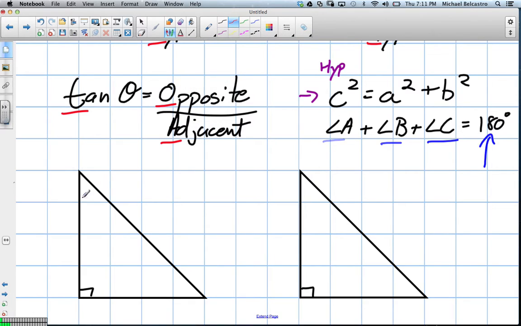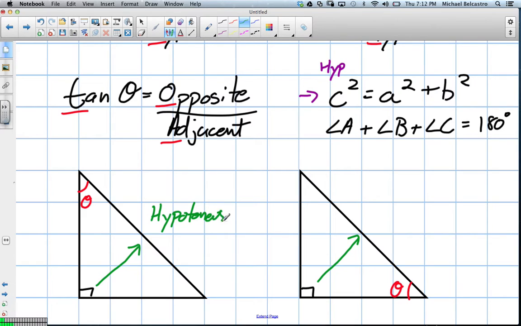Theta is going to stand for my angle. The big problem is what is considered the adjacent, opposite, and hypotenuse each time. These things can change. Do you know which one never changes? Hypotenuse. It's always the longest side, which always has to be opposite the right angle. So this will always be the hypotenuse.